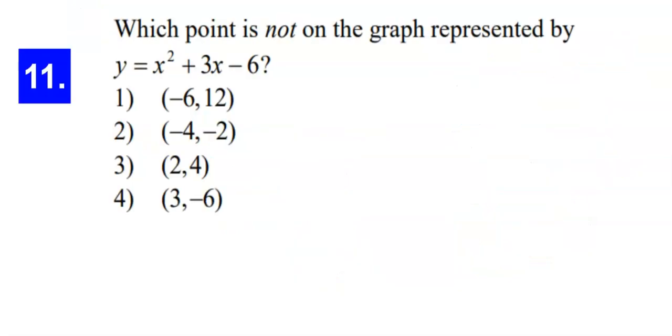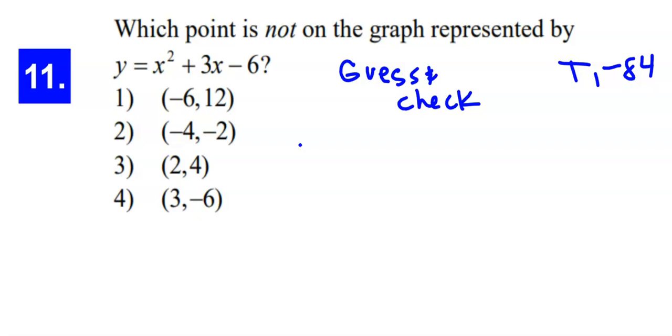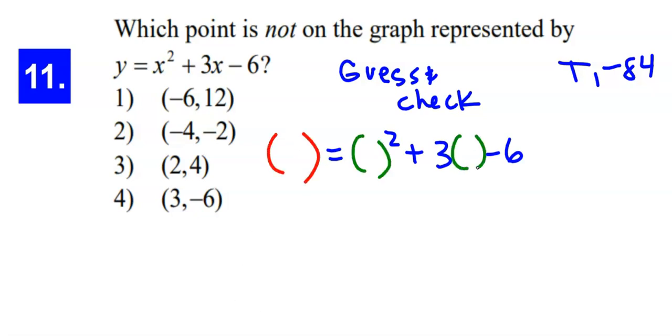Question number 11 asks you which point is not on the graph represented by this equation. So you can show your work, or you can use a TI-84. By showing your work, you're going to guess and check using the answer choices. And in order to do that, you would erase each x and y value, and you would replace them with one of these ordered pairs. So each time, you're going to erase and replace the right value. So for this one, if I'm checking it, -6 is the x, but 12 is the y. And then I can compute.